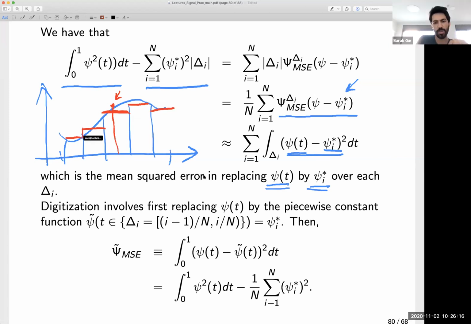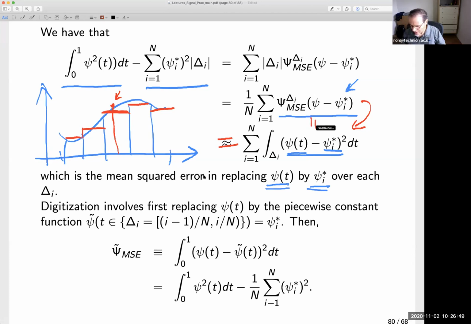Yep. What is the approximation in the last step? The approximation between here and here? Yes. I don't think that there is approximation. This is straightforward. This is the definition of the error in each interval.